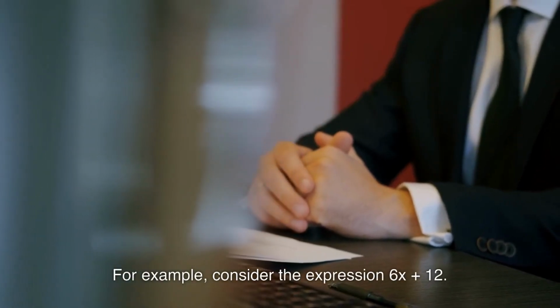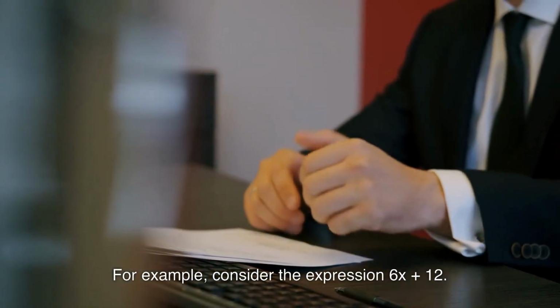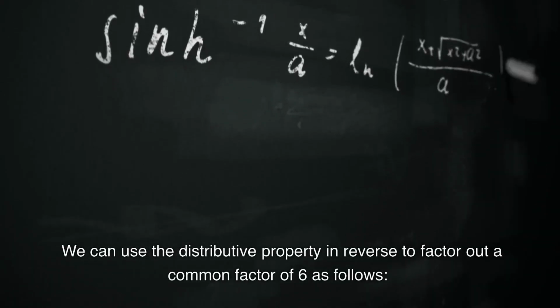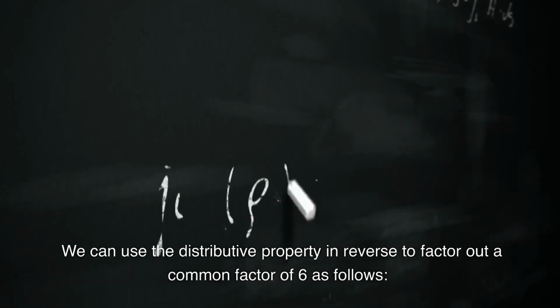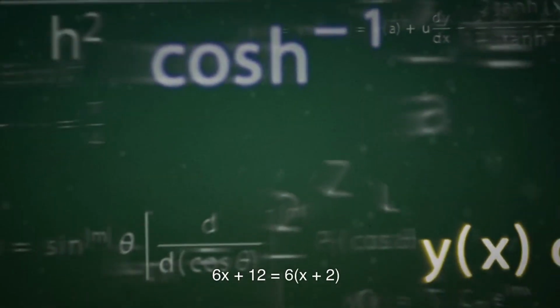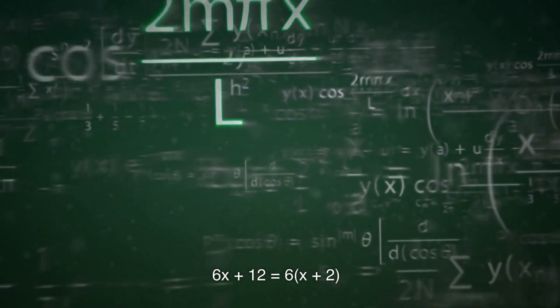Factoring. The distributive property can also be used in reverse to factor expressions. For example, consider the expression 6x plus 12. We can use the distributive property in reverse to factor out a common factor of 6 as follows. 6x plus 12 equals 6 times (x plus 2).